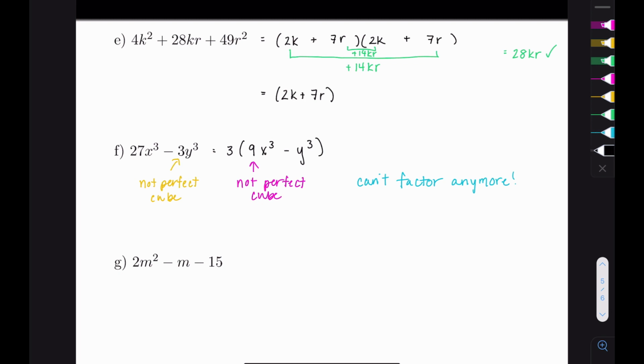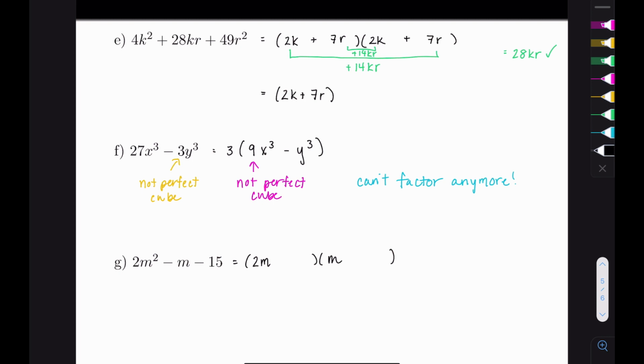Okay. And now for our final example, we have 3 terms. So again, go into the guess and check method. I want to take a look at these 2 terms and see if they're perfect squares. They're not, so I'm not going to try that. This is just going to boil down to my guess and check method. So to get to 2m squared, I definitely need 2m in one spot and m in the other. To get to 15, I have a couple different ways.